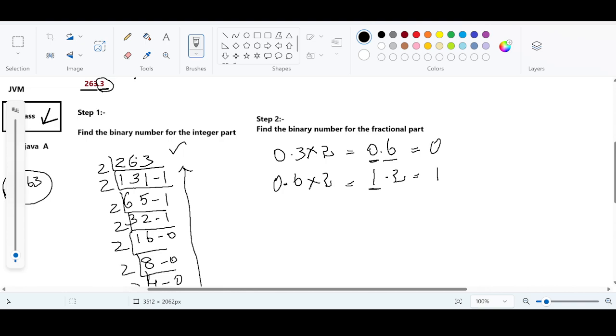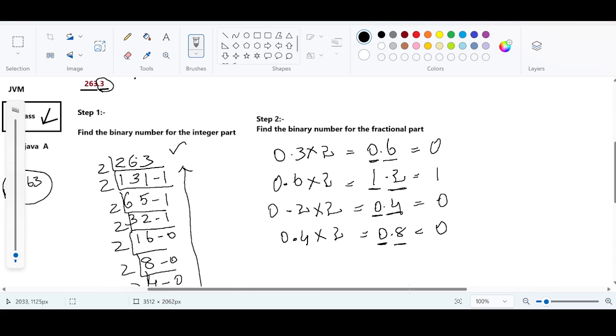And again, take this number 0.2. 0.2 into 2 again. You will get 0.4. Collect the integer part, which is 0. Again, take this 0.4. 0.4 into 2, you get 0.8. Collect the integer part, which is 0.